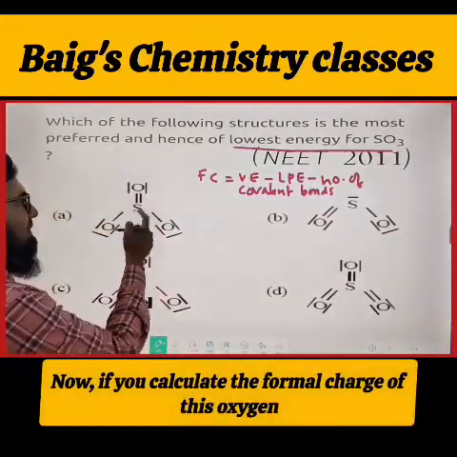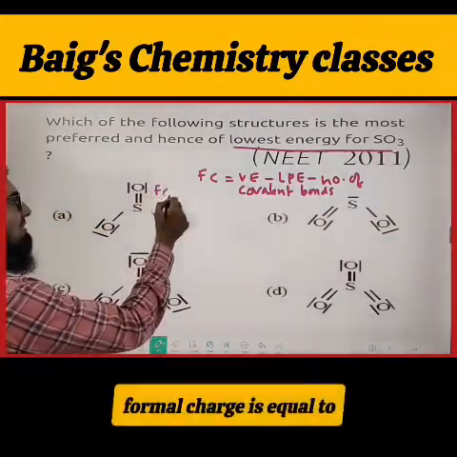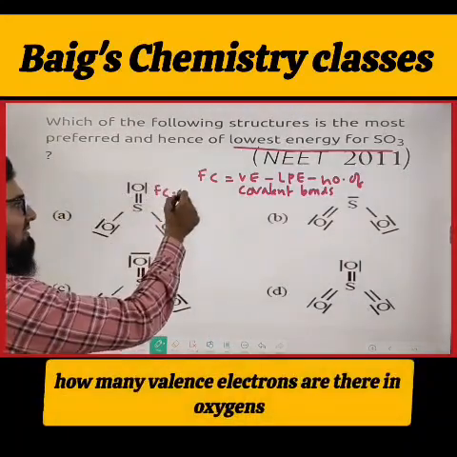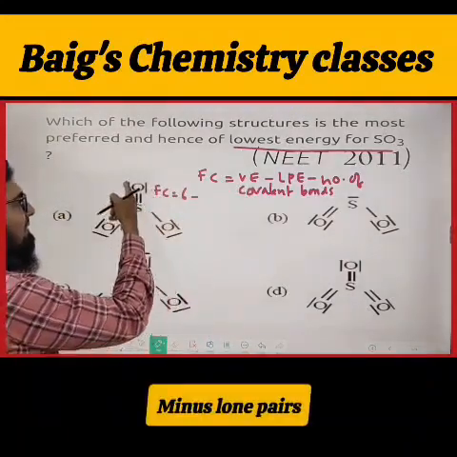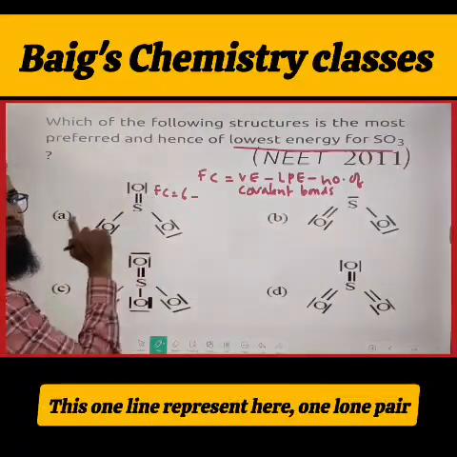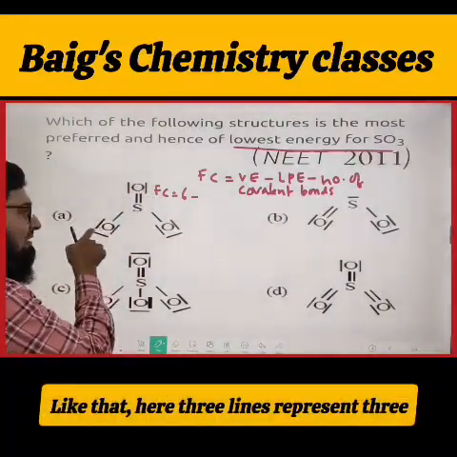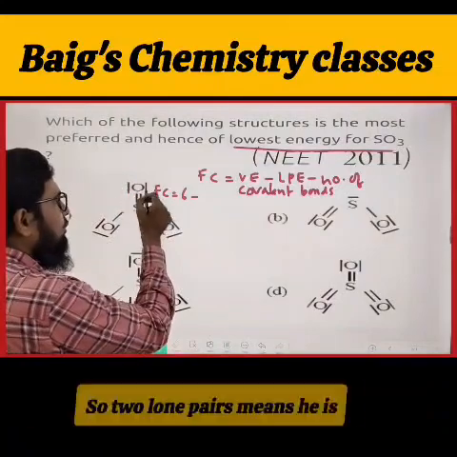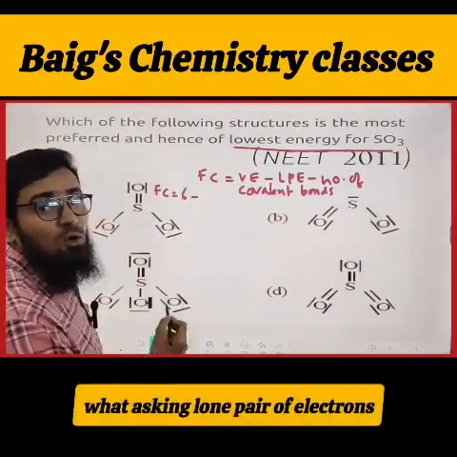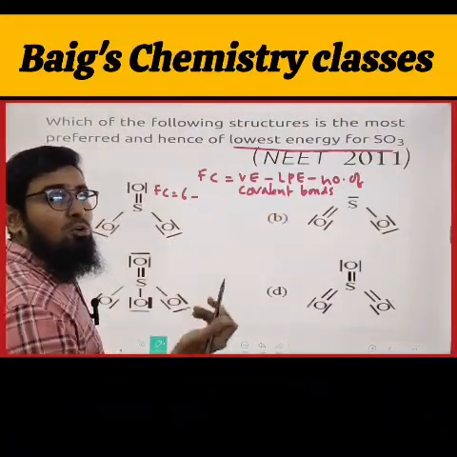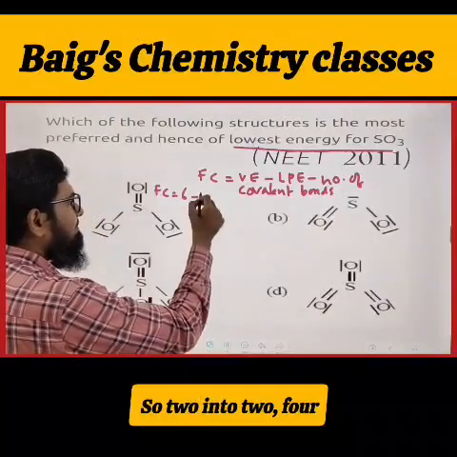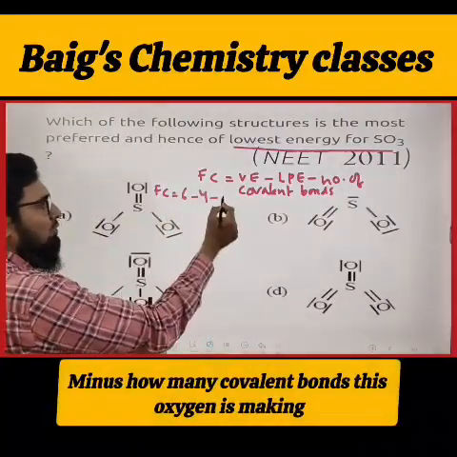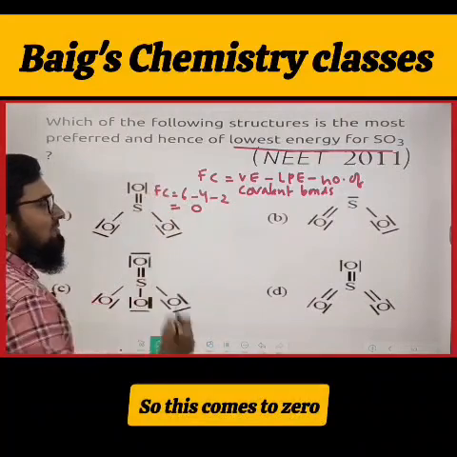Now if you calculate the formal charge of this oxygen, the formal charge is equal to the valence electrons, how many are there in oxygen? 6, minus lone pair electrons. This one line represents one lone pair, like that here 3 lines represent 3 lone pairs, students. So 2 lone pairs means 4 electrons, because he is asking for lone pair electrons, not lone pairs. So 2 into 2, 4. Minus how many covalent bonds is this oxygen making? 2. So this comes to 0.